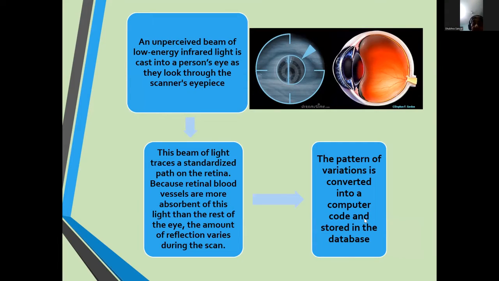An unperceived beam of low energy infrared light is cast into a person's eye as they look through the scanner's eyepiece. Then this beam of light traces a standardized path on the retina. Because retinal blood vessels are more absorbent of this light than the rest of the eye, the amount of reflection varies during the scan. This leads to a pattern of variation, which is converted into computer code and stored in the database.